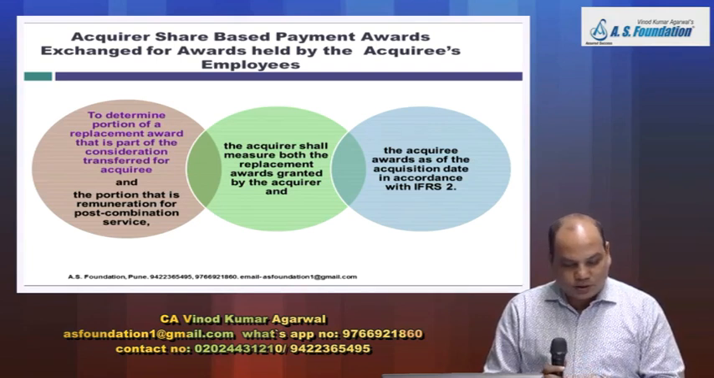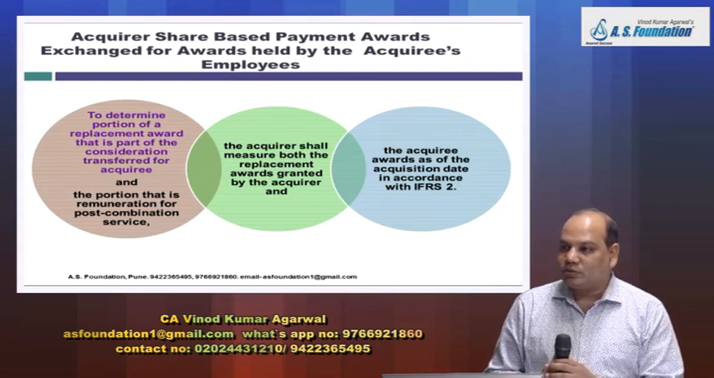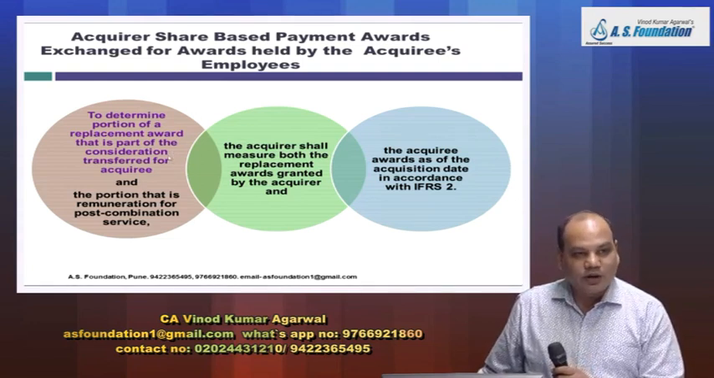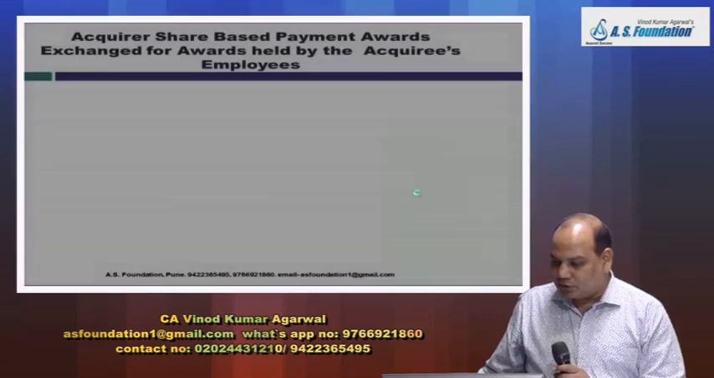Now the next paragraph says to determine the portion of a replacement award that is consideration transferred for the acquiree and the portion that is remuneration. That is what I have dictated to you. You have to divide the total value of this replacement award into two: pre-combination, post-combination. The acquirer shall measure both the replacement award and the original award on the grant date, and the acquiree awards in accordance with IFRS 2.